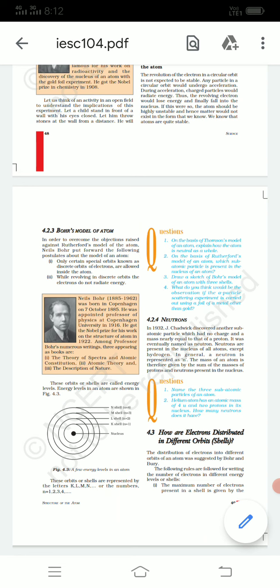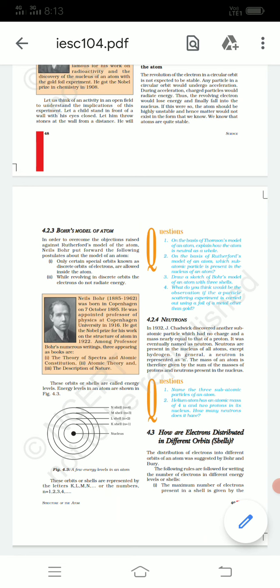Then the limitation of the Rutherford model. Rutherford said that electrons are revolving around the nucleus in circular paths. When other scientists came, they applied his model. They said that when a charged particle revolves in an electric field, it keeps on shortening its path and follows a spiral path, and finally a situation arises when the electron will fall down into the nucleus and the atom will collapse. This we have discussed in our last module.